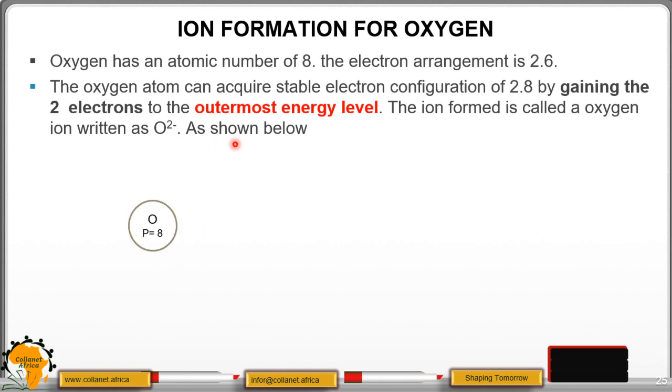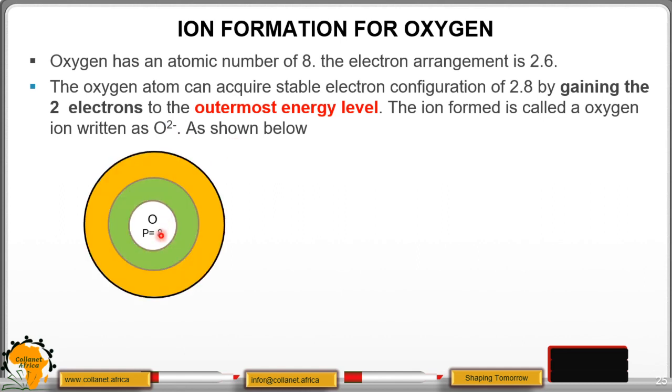So we have a nucleus with 8 protons. Then we have the first energy level carrying 2 electrons, and then the outermost or second energy level carries 6 electrons: 1, 2, 3, 4, 5, 6. So this makes a total of 8, as we have seen on the atomic number.